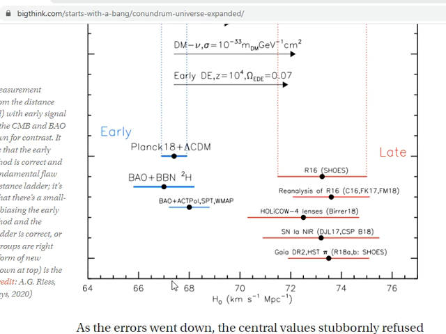All of these align with somewhere between 67 and 68. All of these align with somewhere around 72, 73, 74, 75, whatever. Anyway, you got these two different groups, and basically these two different groups come from two different data sets.